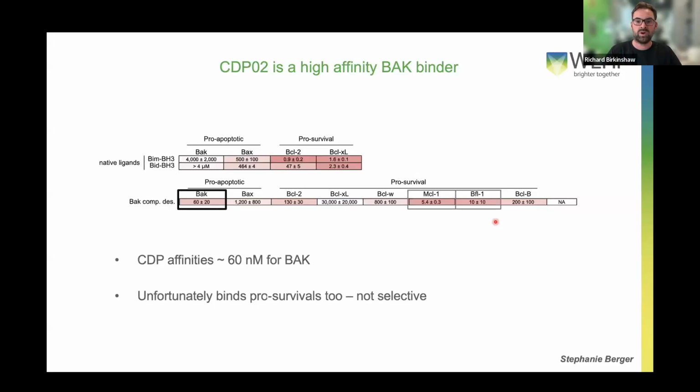And so one of the problems with this CDP02 was that it bound to the pro-survival protein MCL1 with very high affinity as well. So it turned out in our case that we needed a combination of both high potency in affinity, but we also needed high specificity for our target, in this case, BAK. And before I move on, just to show how impressive the 60 nanomolar was, the BID BH3 binding to BAK itself was typically around greater than 4 micromolar. So we've got quite a big improvement over the native binders here.